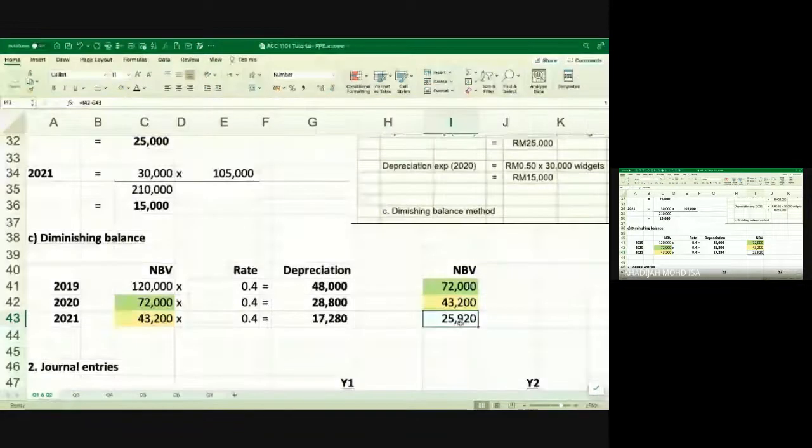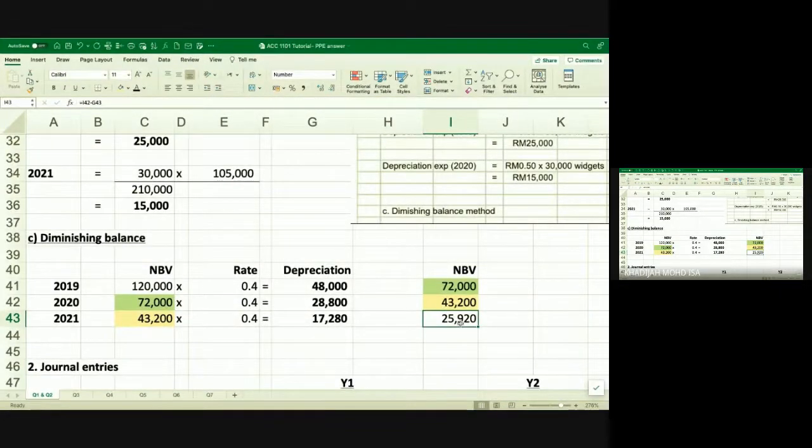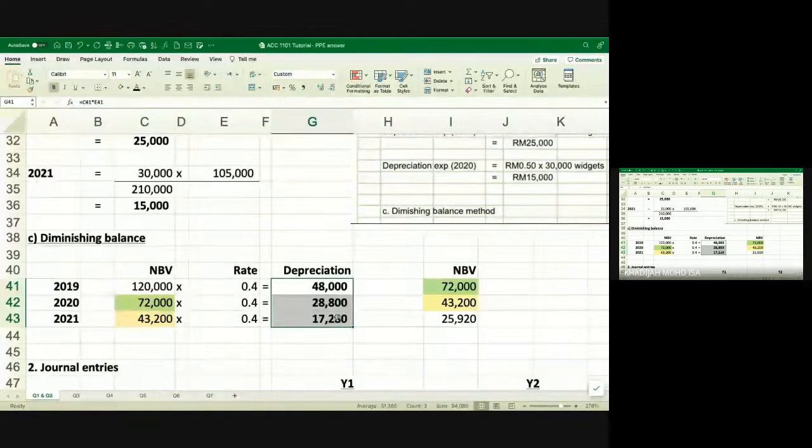All right. So the amount that you need to record is actually the depreciation amount, not the net book value. But it's just how do you compute your depreciation? So that's how you show the depreciation computation for diminishing balance. The other term for diminishing balance is what we call reducing balance.